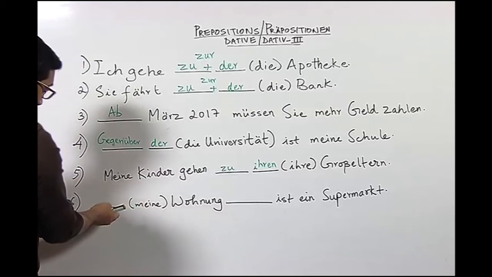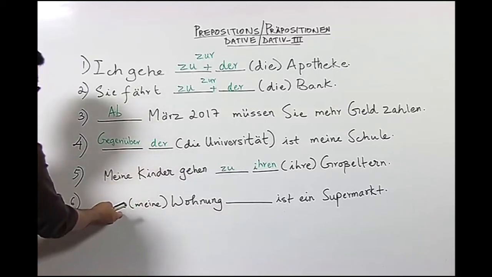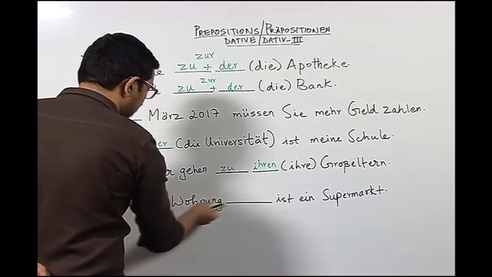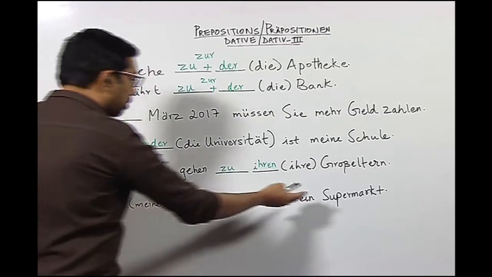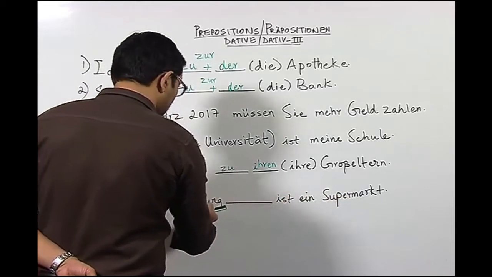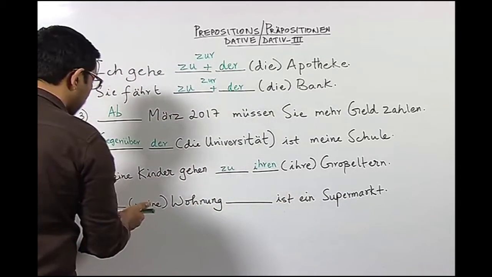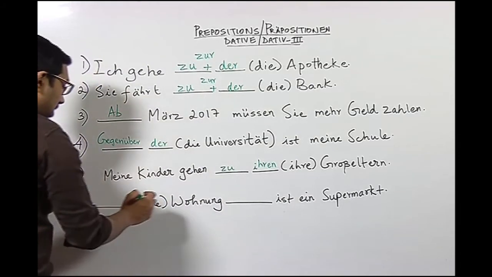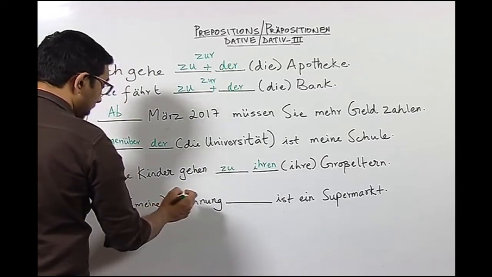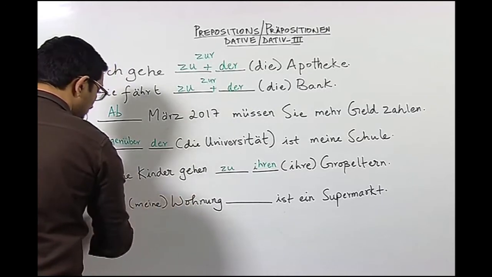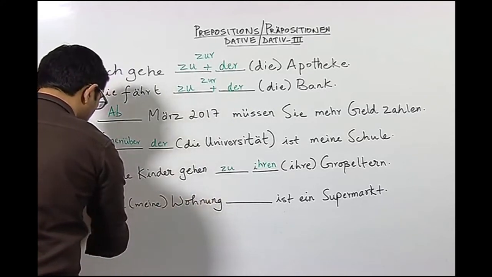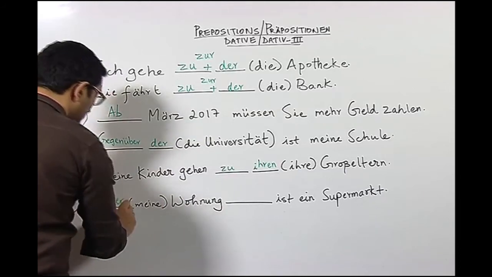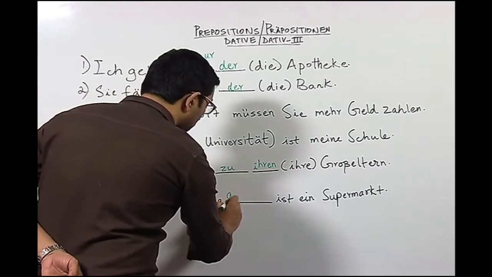And now, in sentence number 6, we have a blank here for, and again a blank here. We have two nouns, Wohnung and Supermarkt, which are basically locations. So first we will write the preposition. Where will we write the preposition? Here we will write the preposition after the noun. So first we will write the dative form of the possessive, meiner Wohnung gegenüber.